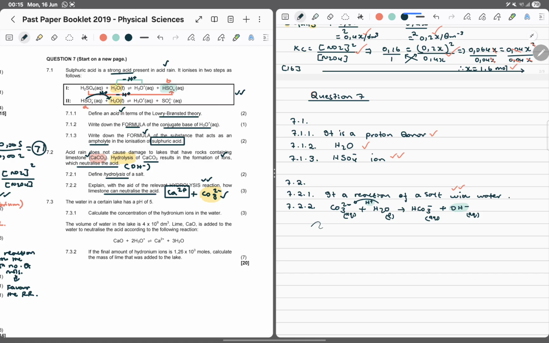So we can say, since the hydrolysis of the carbonate ion produces the OH minus ions, it will therefore neutralize the acid. It is like that.